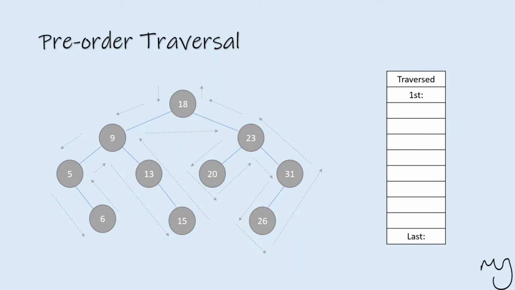Now, in preorder traversal, we are essentially reading values from the tree itself every time we pass the left-hand side of any node. So you'll notice in this example that we begin by reading 18 because we're going down the left-hand side initially of this tree. We're then going to pass 9, 5, 6. We then go past 13, before then 15. We then go past 23, 20, and round to 31, and finally ending on 26.